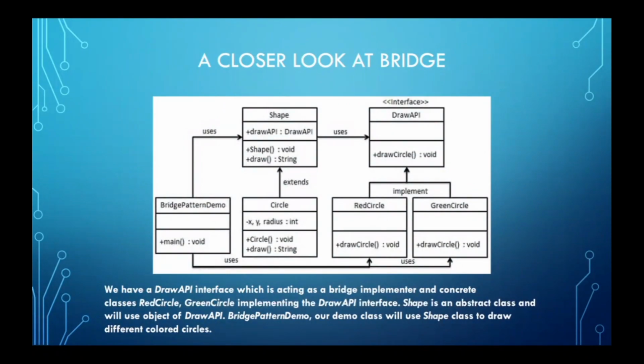So, a closer look at bridge. This is the UML diagram for the bridge design pattern. It's a little more complicated than the rest, but if you break it down, you can see how it works. We have the draw API interface, which is acting as a bridge implementer, and we have concrete classes, red circle and green circle, implementing that draw API interface.